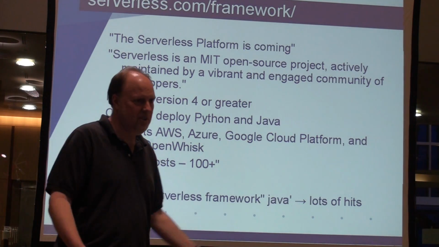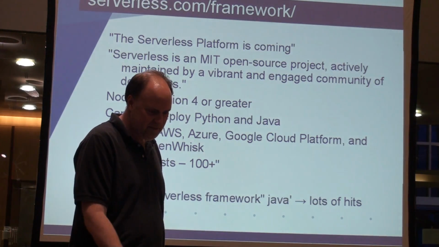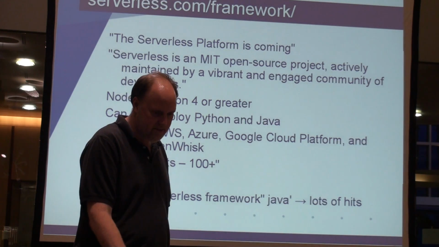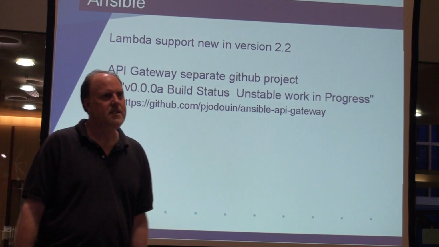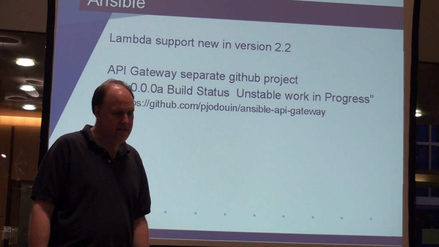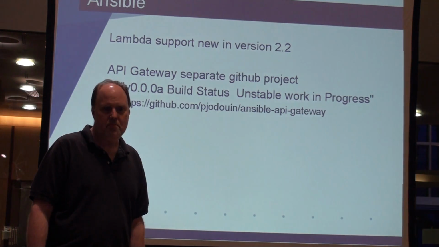I think if they called it Go the framework, you'd be better off. Like I said, something to keep an eye on. It could take a lot of the pain out of this. Ansible was a mixed bag. It's got Lambda support. That's all baked in and solid. It's promising. But the API gateway is not part of Ansible yet.